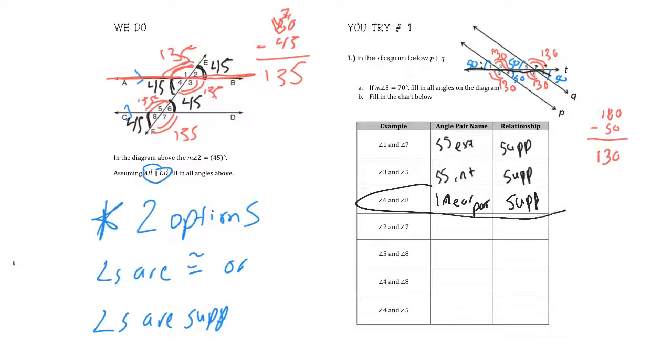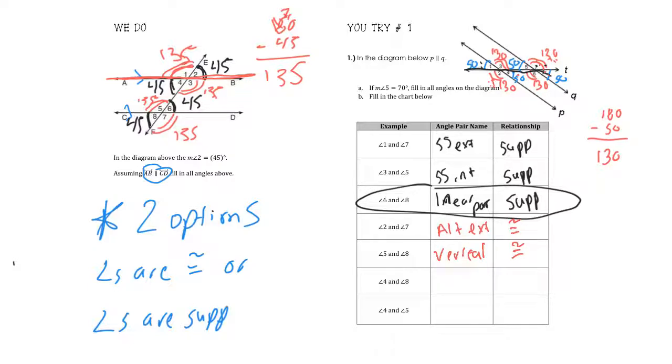They're supplementary. We hadn't talked about that one yet, so you might have got that wrong, but just write it down now. 2 and 7. Those are on the exterior, and they're across the transversal, so they're alternate exterior. And 2 and 7 are both 130, so these are congruent. 5 and 8, oh, those are just across from each other, right next to each other. They share the same vertex, so those are vertical angles. And we know vertical angles are always congruent.